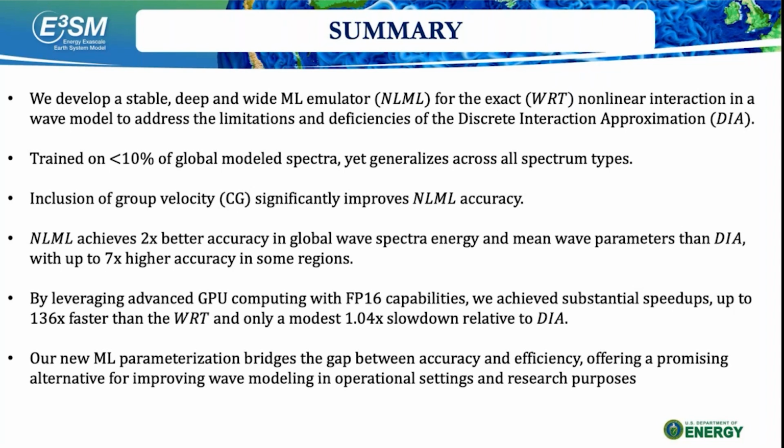The inclusion of group velocity improved our ML model, and our ML model achieves 2 times better accuracy for global wave spectral energy, but at some particular locations up to 7 times higher accuracy, for example, the Southern Ocean. We leveraged the GPU computing capability with half precision inference, and we're able to get just 4% slowdown compared to DIA. And our ML parameterization bridges the gap between accuracy and efficiency, so offering a promising alternative for improving wave models in operational settings and research purposes.